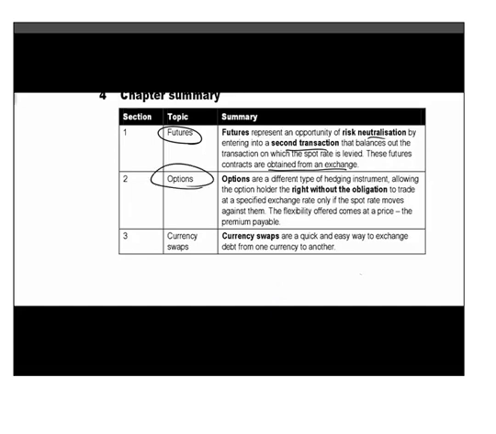We also looked at currency options. Remember, options give you the right without the obligation to trade at a specific exchange rate. So it gives you protection while allowing you to benefit from the upside, and there is a price for this, which is the premium payable. And then currency swaps, which are an easy way to exchange your debt from one currency to another, and that can allow you to match the interest payments that you need to make with the earnings from the operation that's being funded by that debt.